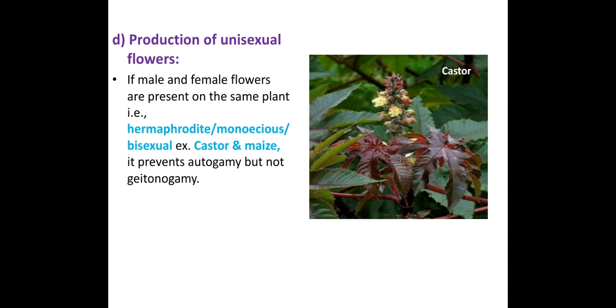Now we'll move on to the last type of outbreeding device, that is production of unisexual flowers. Rather than going for the bisexual flower, going for the unisexual flower is important here.